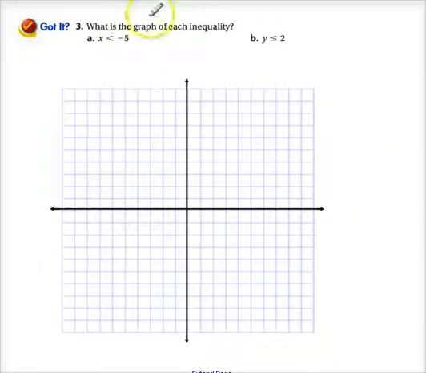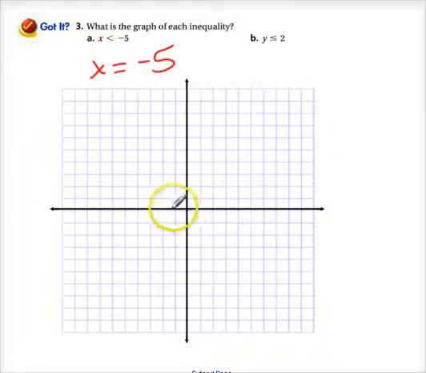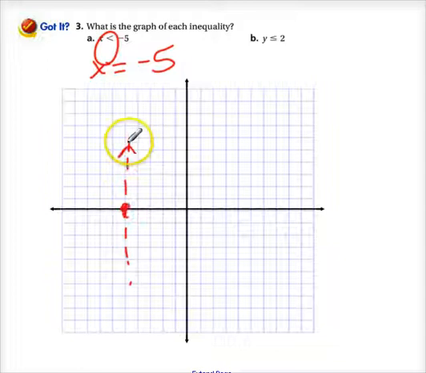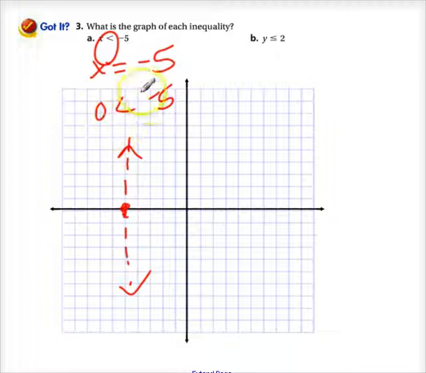All right, so I'll just show you one more. X is less than negative 5. Well, I'm going to look at it as x equals negative 5. That line, if I go to negative 5, is at negative 5, and it's going to be a dashed line, because it's a less than symbol. Now I need to know where to shade, so I'm going to put 0 in for x. 0 is less than negative 5? Well, 0 is actually greater than negative 5, so this tells me 0, 0 does not work in this inequality. I therefore need to shade everything to the left of my line.